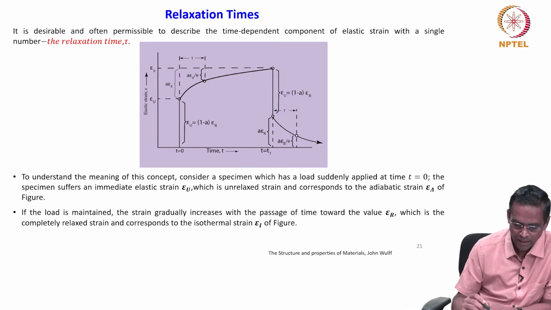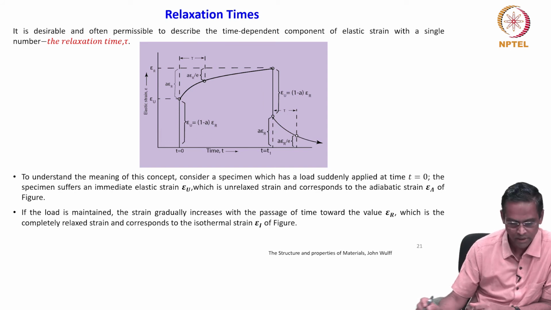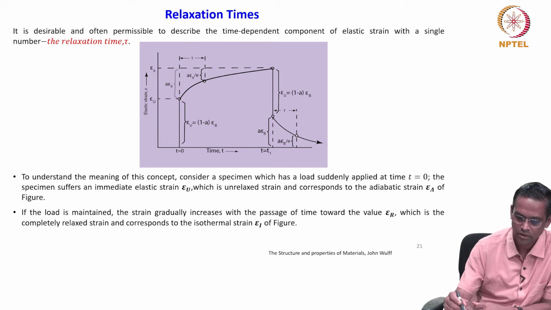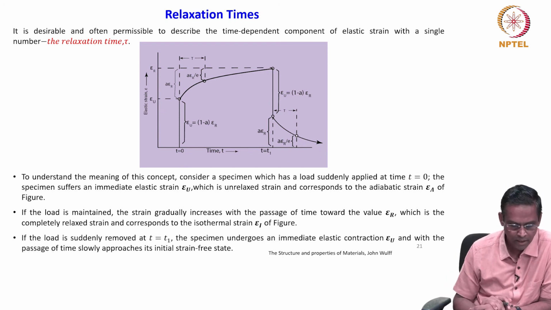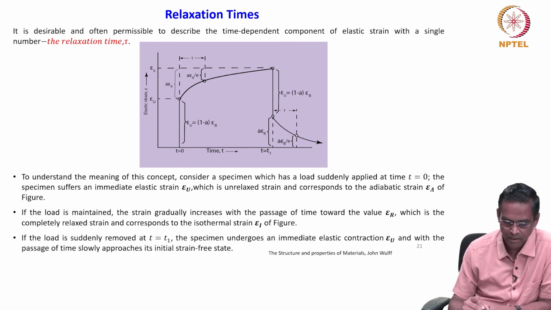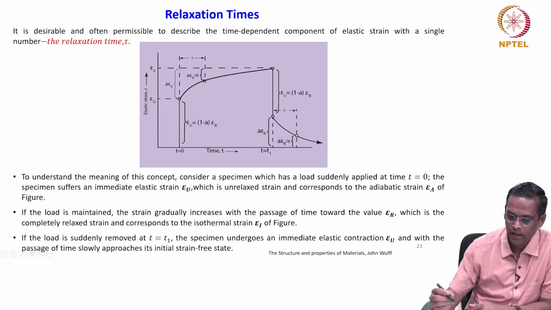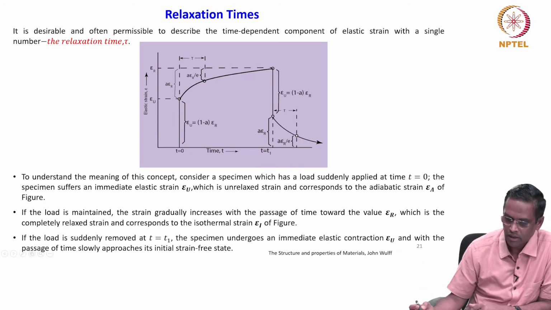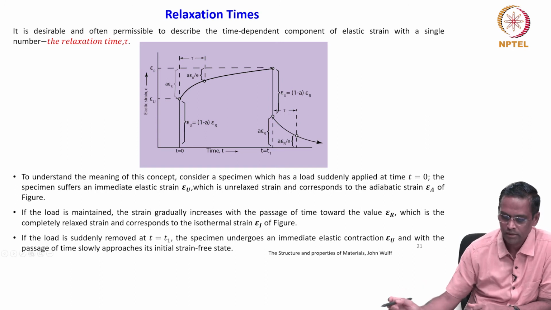So if the load is maintained, the strain gradually increases with the passage of time toward the value ER, which is the completely relaxed strain. That is why I said it is a relaxed strain, and it corresponds to the isothermal strain EI of the figure. If the load is suddenly removed at t is equal to t1, the specimen undergoes an immediate elastic contraction, again EU, and with the passage of time slowly approaches its initial strain free state. So this is asymptotically coming down.